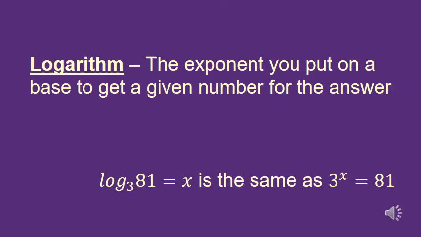We learned last time that a logarithm was the exponent that you put on a base in order to get a given number for the answer. Which means if I say the log base 3 of 81, I'm asking the question, what exponent do I put on 3 to get 81 for the answer? So log base 3 of 81 equals x would be the same thing as 3 to the x equals 81. Either way, the answer is going to be 4.